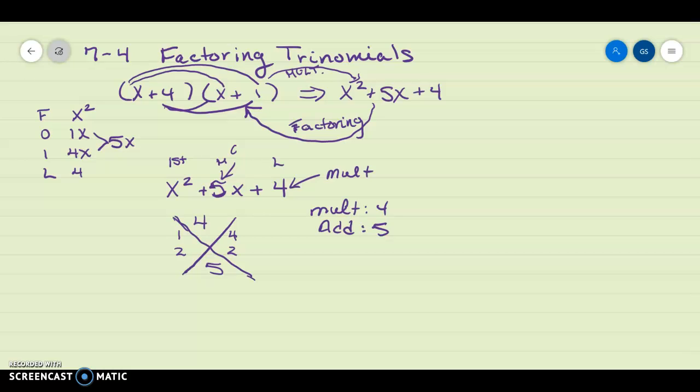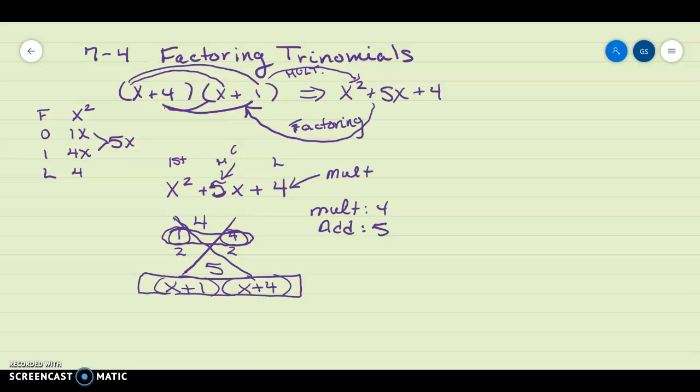So 1 plus 4 is 5. 2 plus 2 is 4. We don't want a 4. We want a 5. So here's how I write the factored form of this trinomial. This is how I factor. I'm going to write x plus 1. That's where I got the 1. And x plus 4. That's where I got the 4. And that is how you get back to what's called factored form. Okay? All right, so let's try another one of those.